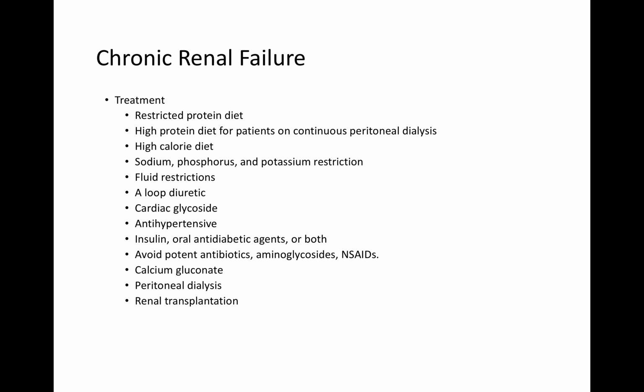Let's see. Kidneys cannot excrete end products of protein metabolism. It's too hard on a diseased kidney. Sodium, phosphate, potassium restrictions to prevent elevated levels. Loop diuretic to maintain fluid balance. Cardiac glycoside to strengthen the myocardial contraction because we don't have potassium where it belongs. Antihypertensive to control blood pressure. Insulin to aggressively control hyperglycemia and potassium levels. Calcium gluconate to protect the heart from hyperkalemia.